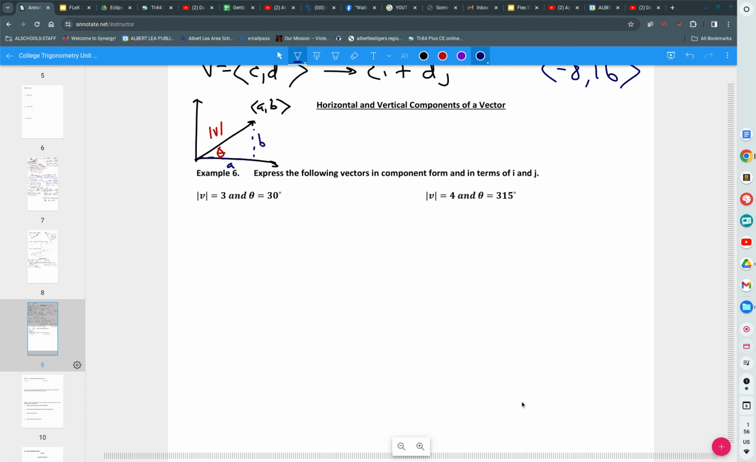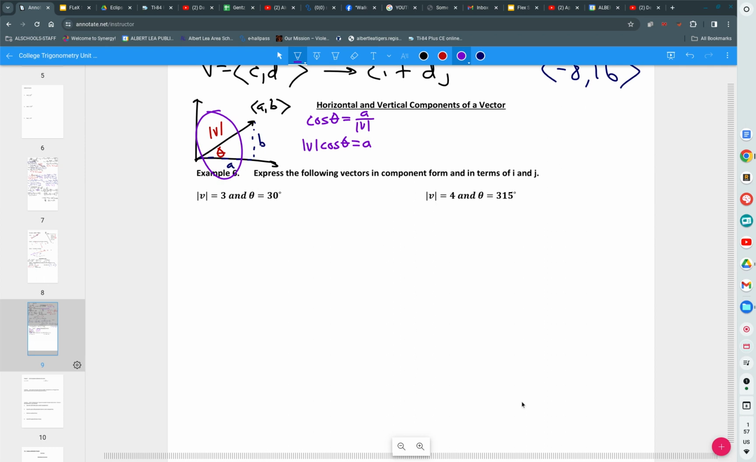Is there a trigonometric relationship that you can use to express those 3 items together? Cosine. Namely that the cosine of theta is equal to A divided by the magnitude of the vector. And so if we multiply both sides by the magnitude, you get the magnitude of the vector times the cosine of theta is equal to A.